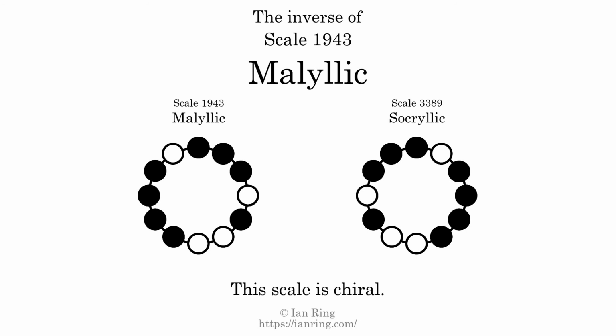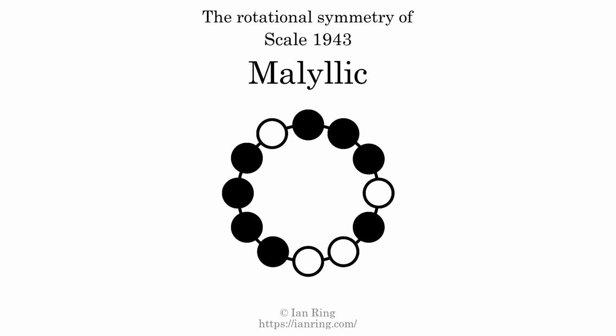The inverse of a scale is a mirror image. It is what you get when the sequence of intervals is reversed. The inverse of this scale is scale 3389, also known as acrylic. This scale is chiral. It cannot transform into its inverse by rotational transformation. This scale has no rotational symmetry.